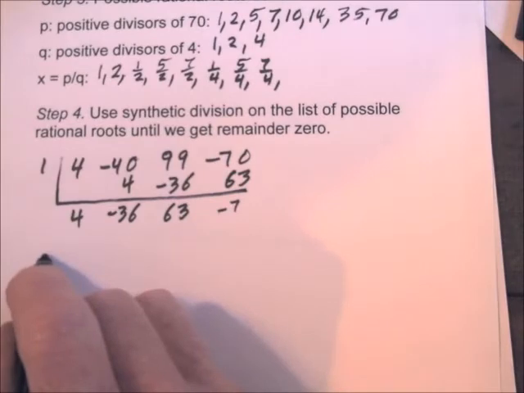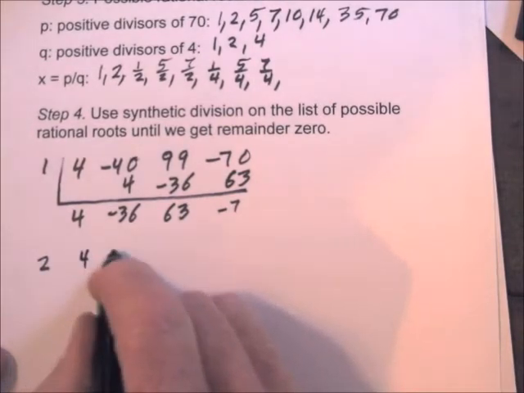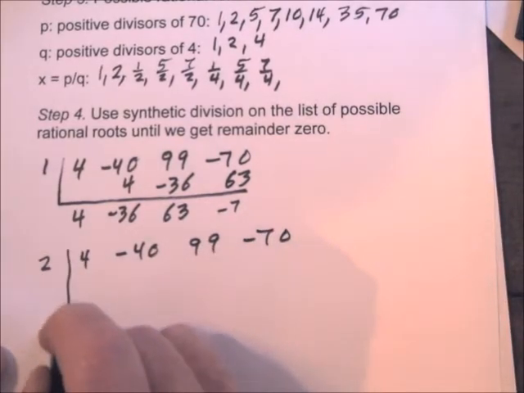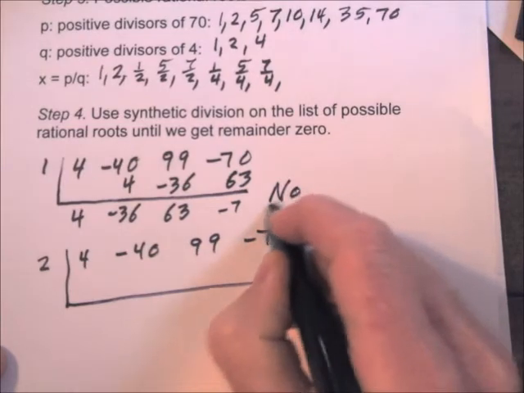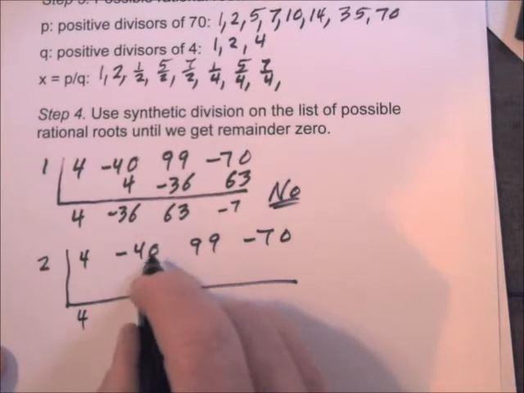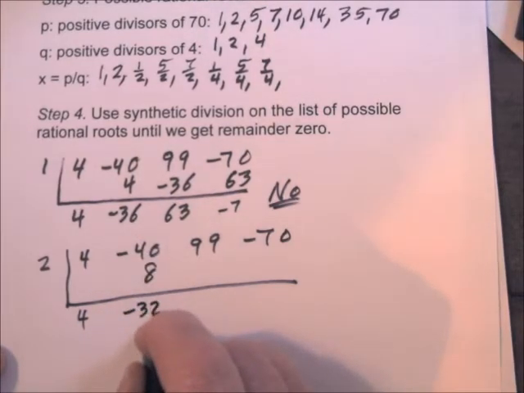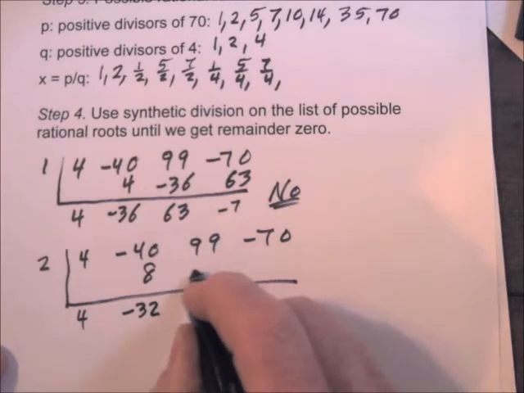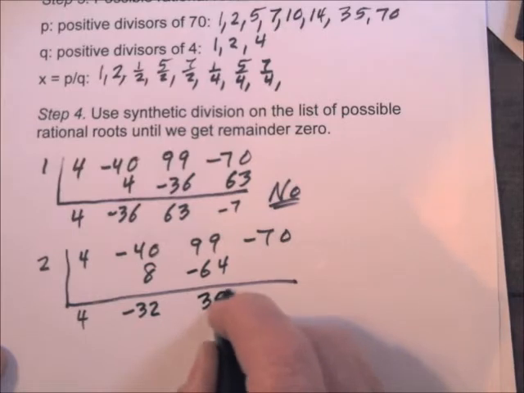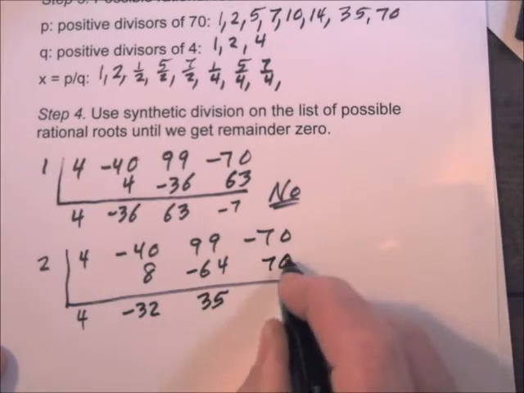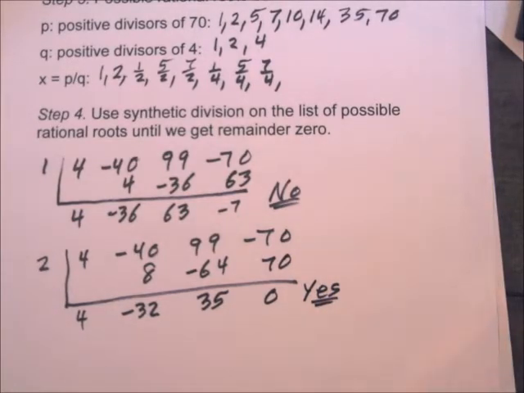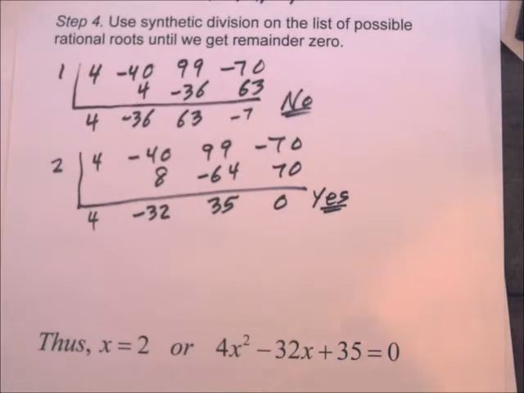Okay, so then let's try 2 and see what we get here. So this one's a no. We're looking for remainder 0. Bring down 4. 4 times 2 is 8. Negative 40 plus 8 is negative 32. Negative 32 times 2 is negative 64. 99 minus 64 is 35. 35 times 2 is 70. Negative 70 plus 70 is 0. So this has remainder 0. So x equals 2 will be one of our solutions.